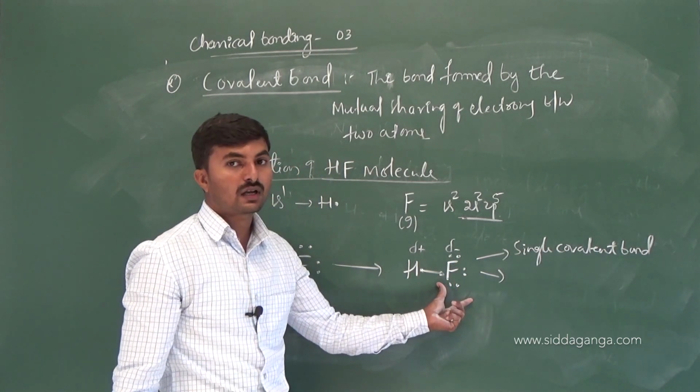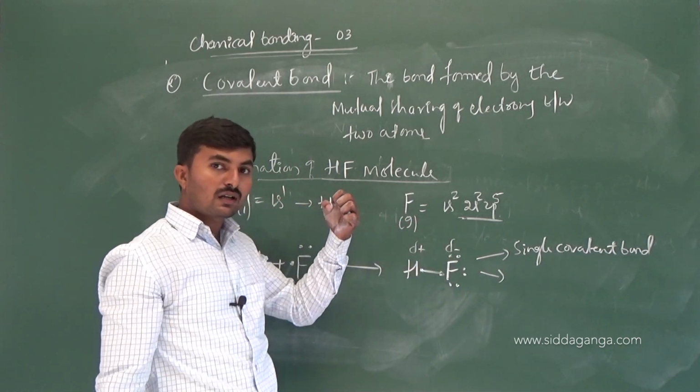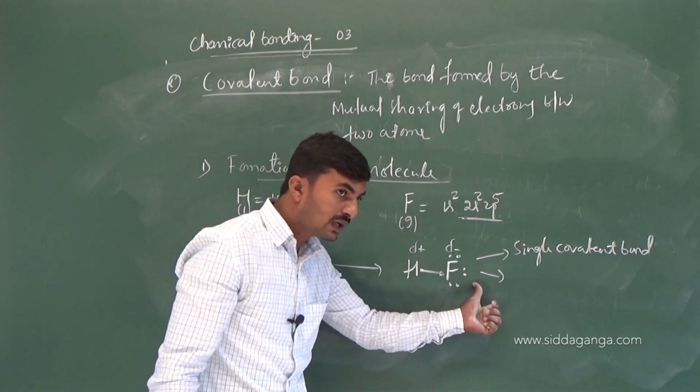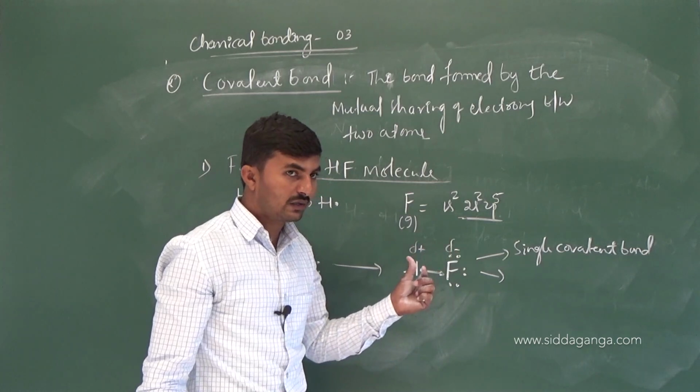Because of its electronegativity, the electrons are pulled more towards one atom. It carries a partial positive charge, and the other carries a partial negative charge.